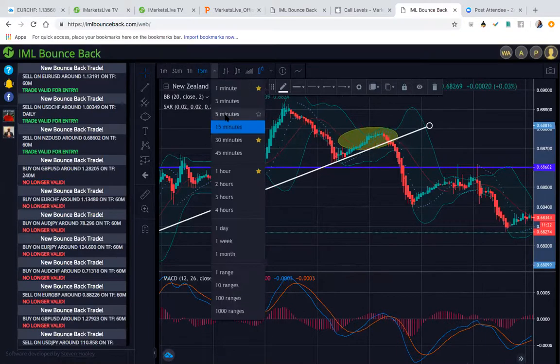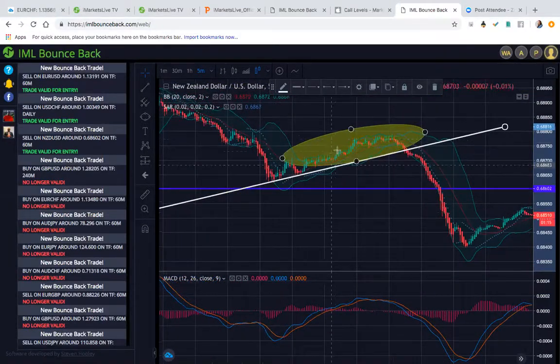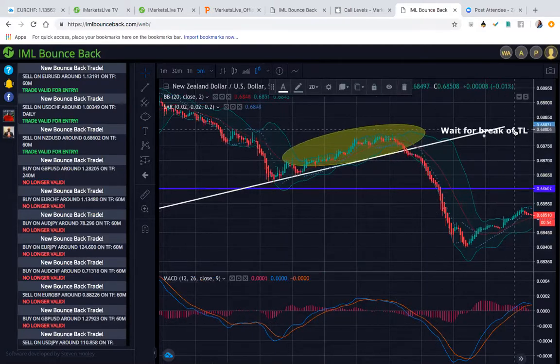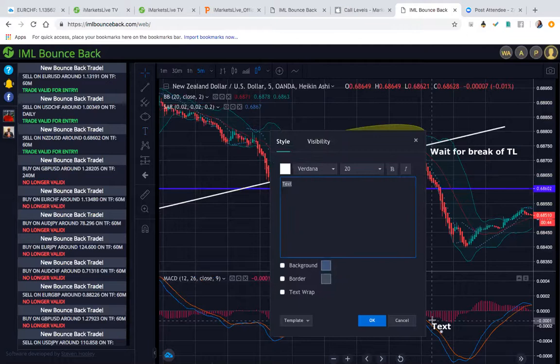So we come down to the 5-minute time frame. Let me look for where that happened. Here, where you see this ellipse is where the trade was when it was called. So on the 5-minute time frame, right? Remember, first rule, wait for a break of trend line, right? First rule, wait for break of trend line, right? Second rule, look for MACD lines to cross the 0 line.